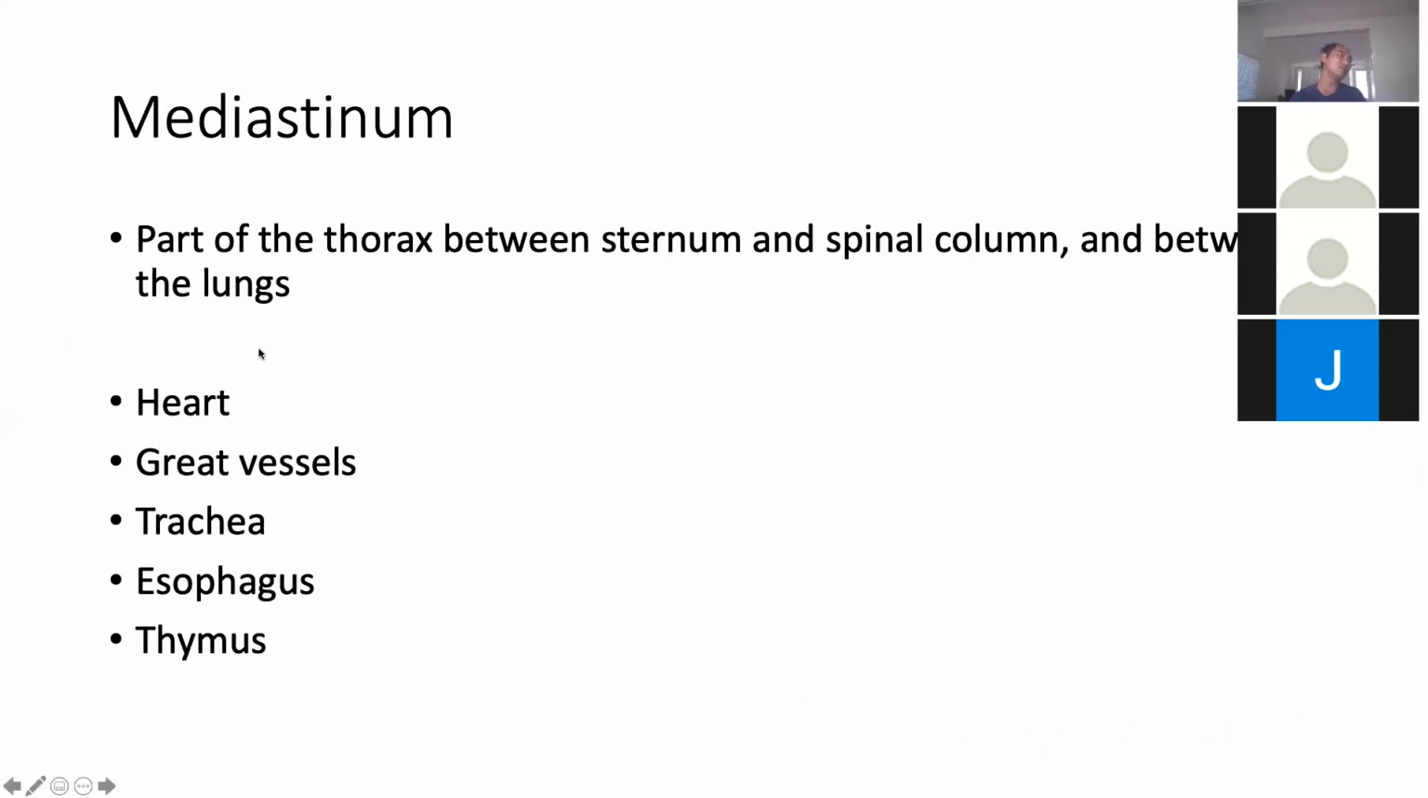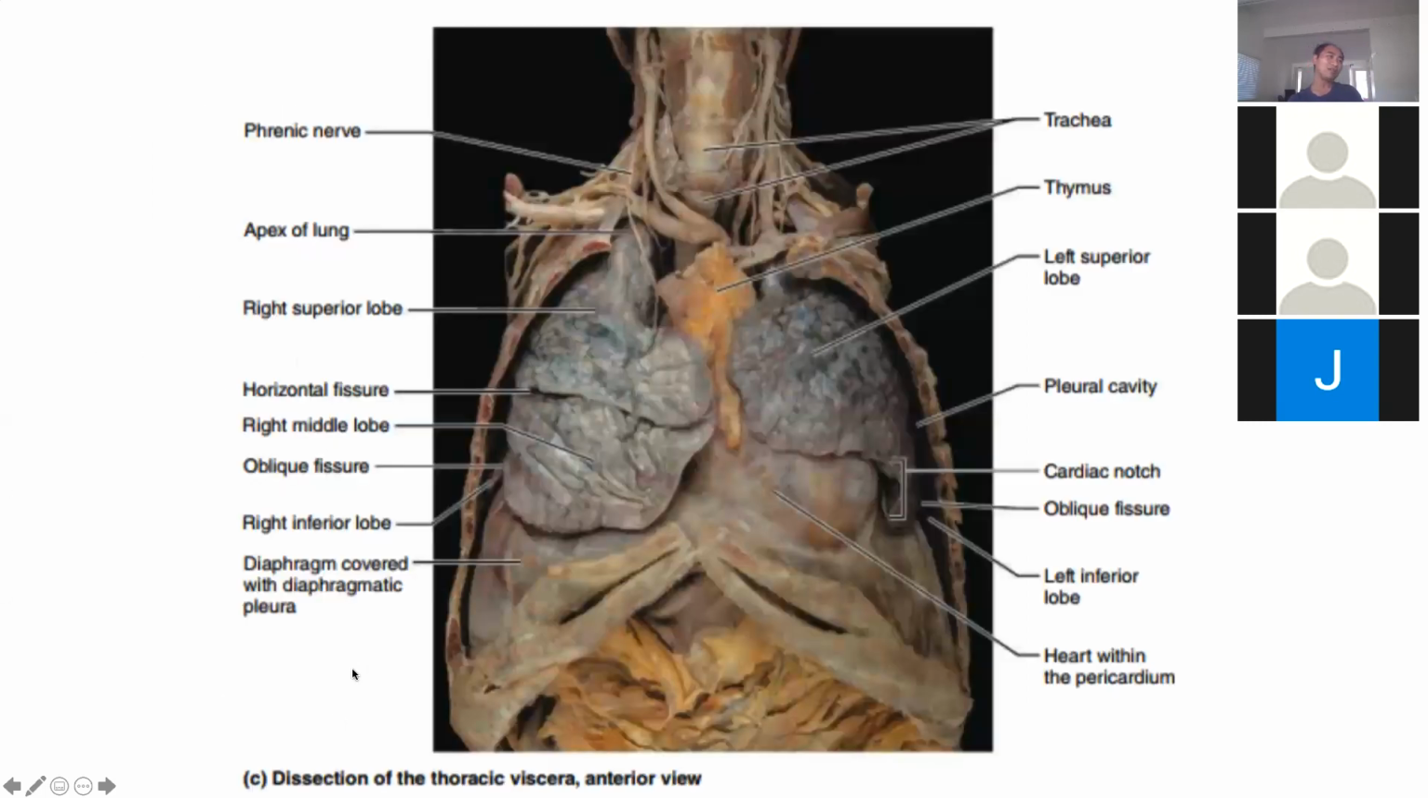The mediastinum: we know that in the mediastinum we have the heart and great vessels, the trachea, of course the esophagus, and the thymus. These are the contents of the mediastinum. Look at the heart, right lung, left lung, and the diaphragm, dome-shaped. The right lung has 3 lobes: upper, middle, and lower. The left lung has a big cardiac notch, which is written here.